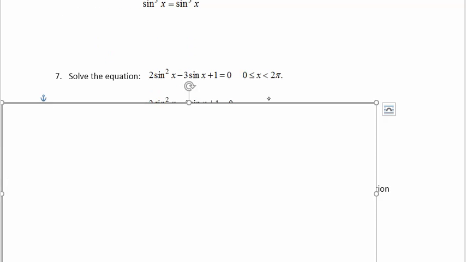All right, let's take a look at question 7 now. Notice in question 7, this one is just crying out to be factored because we have a nice squared term here, then we have a nice first power term, and then a constant term at the end. So we're definitely going to want to try to factor this one. So go ahead and factor this one out and get your solutions, and make sure you find all the solutions between 0 and 2 pi here.